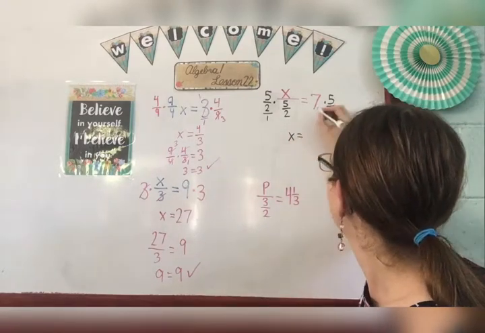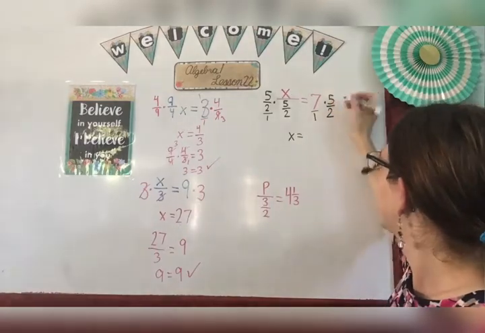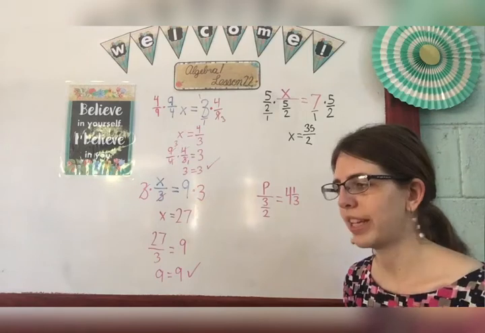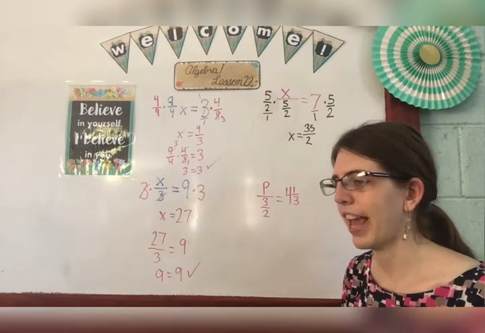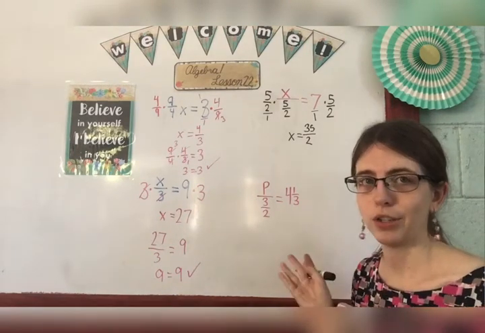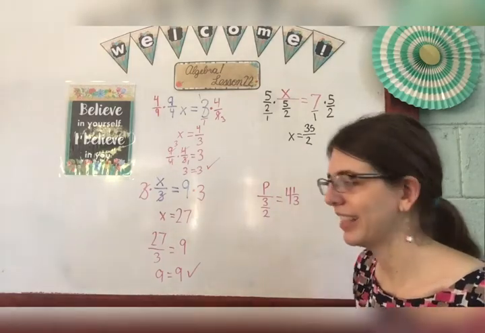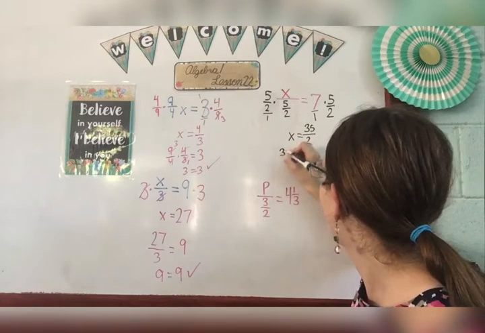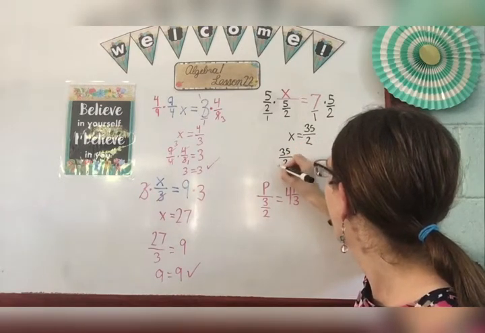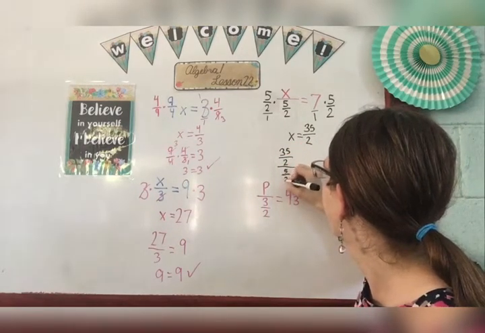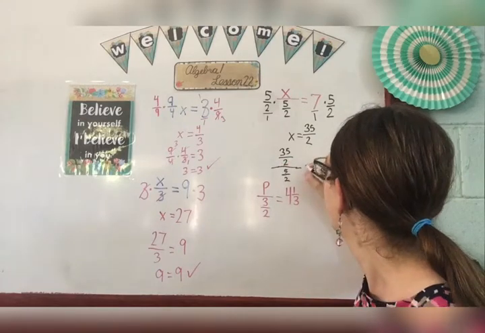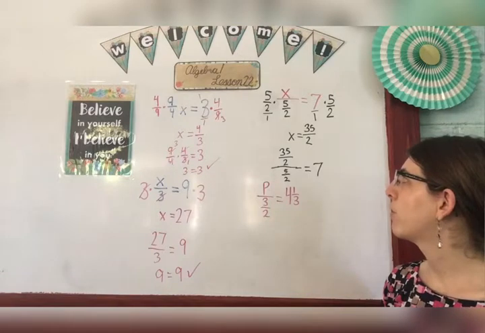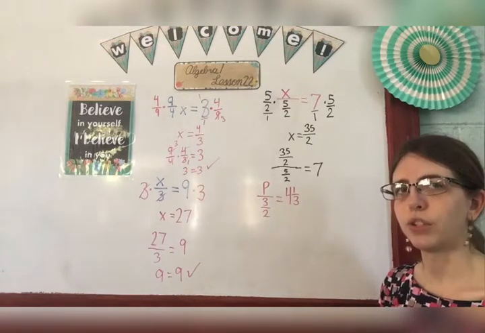x equals, this is 7 over 1. 7 times 5 is 35. 1 times 2 is 2. So once again, I have 35 over 2, similar to our last problem, right? That we had like this. Okay, so I'm going to put 35 over 2 where x was, and I have 5 over 2. Looks complicated, but it's really not. Okay, so I have 35 over 2 divided by 5 over 2.